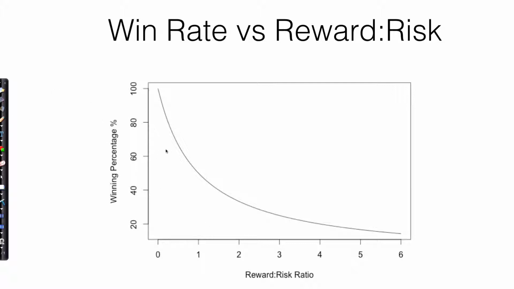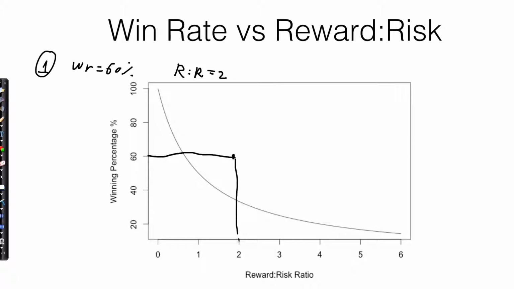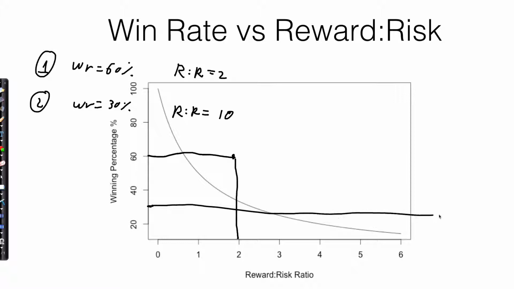let's consider two scenarios. Let's say that you have a system 1, the winning rate is 60%, okay, so you're here, and maybe when you win 2. Okay, so the reward to risk is 2. But then you have another system where the winning rate is only 30%, so you are here, but the reward to risk is 10. So it's far here.